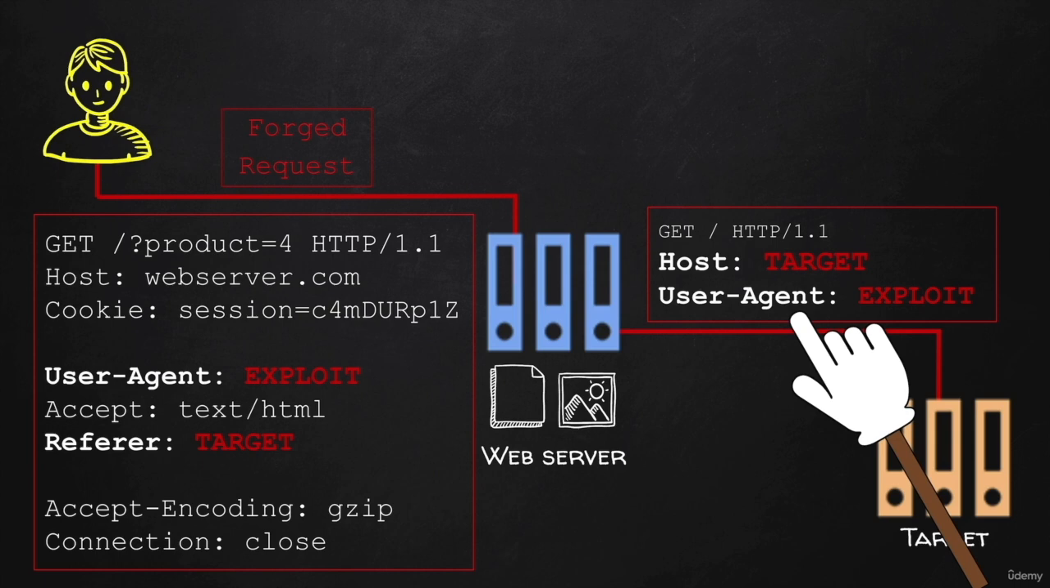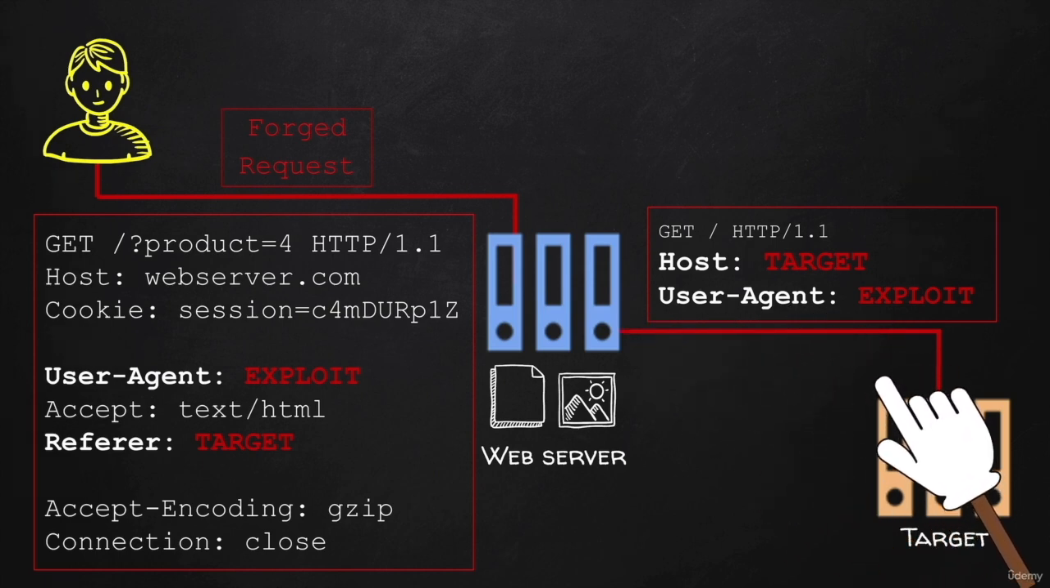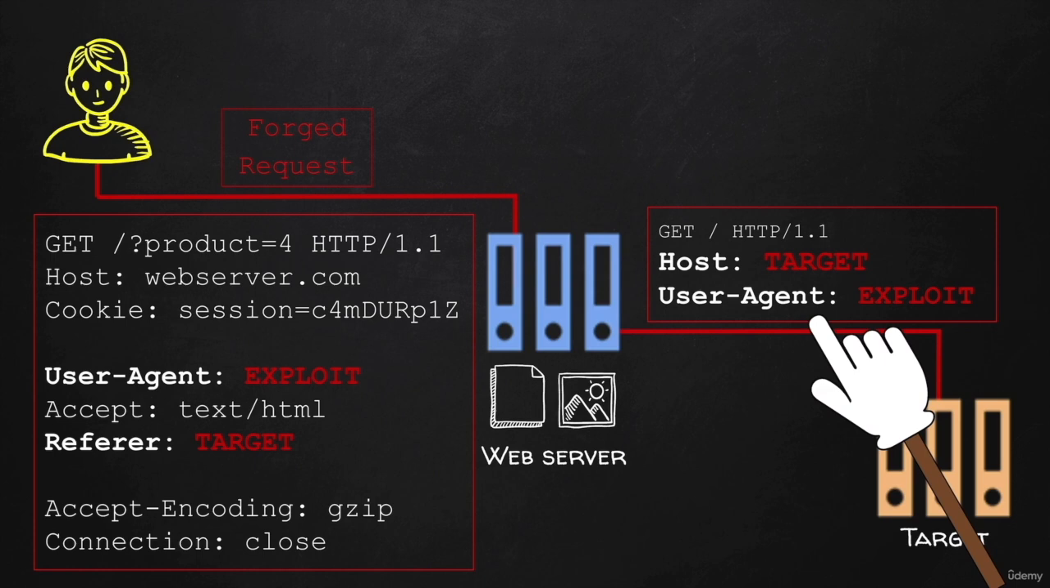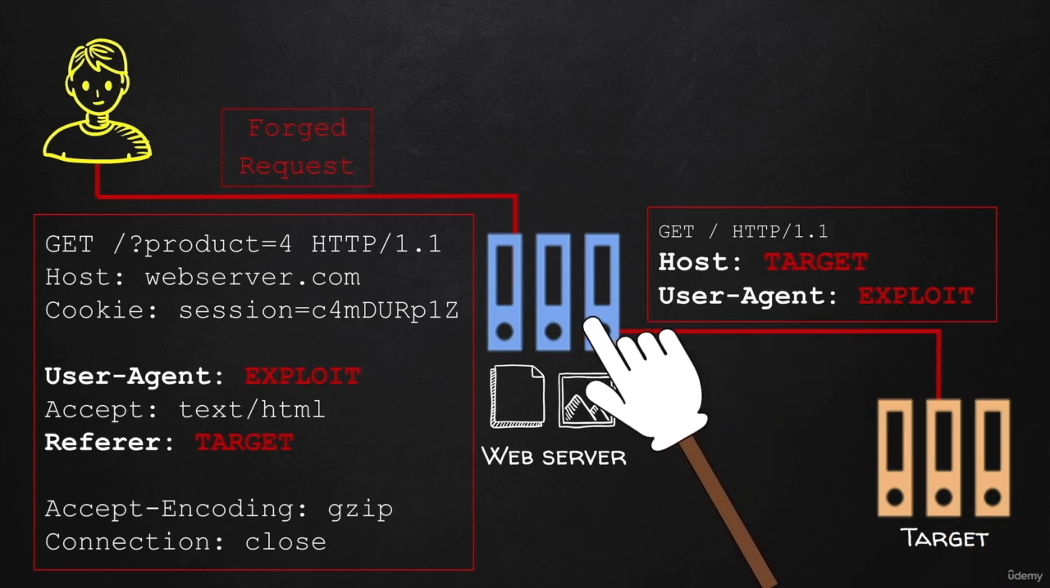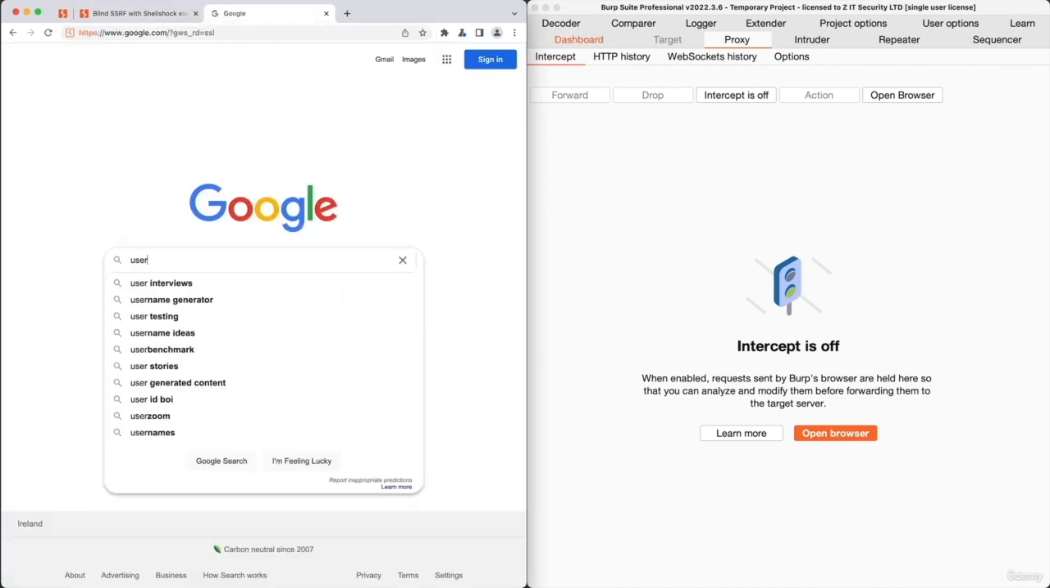So all we have to do right now is simply find exploits that can be exploited using the user agent. So this is how we narrow down the amount of exploits that we're going to try on the internal servers that are connected to the same web server in here. So we're going to go to Google and we're going to look for user agent server exploit.